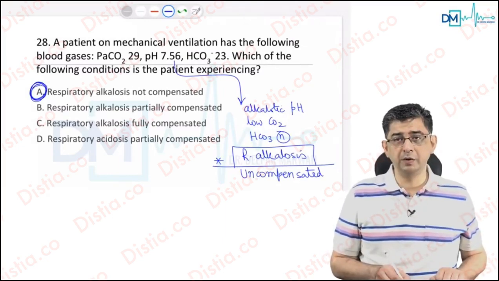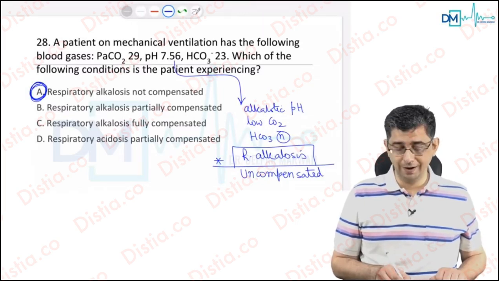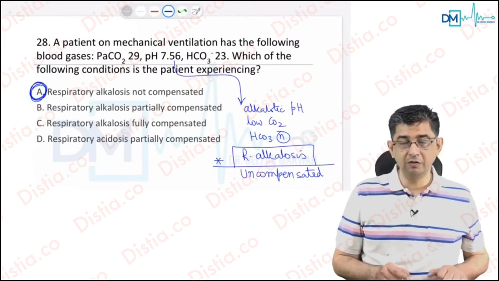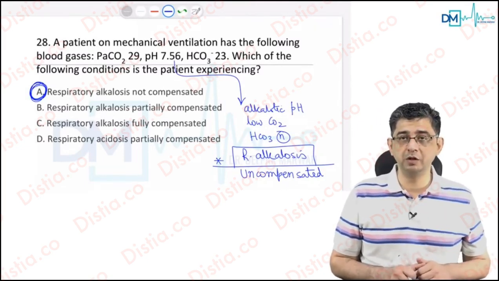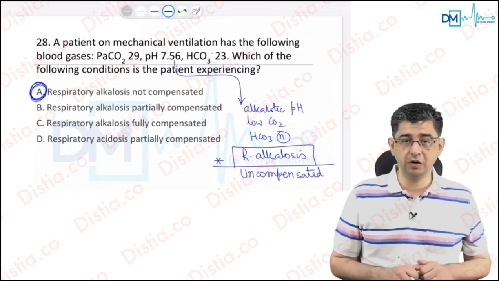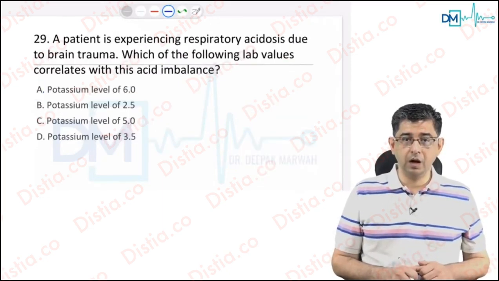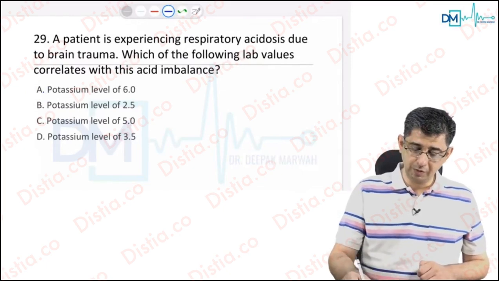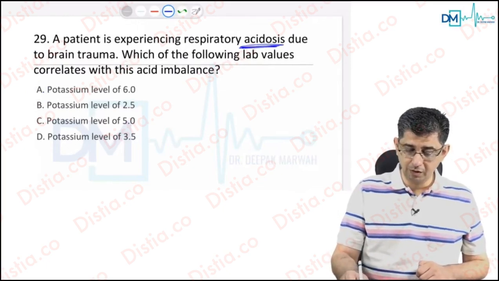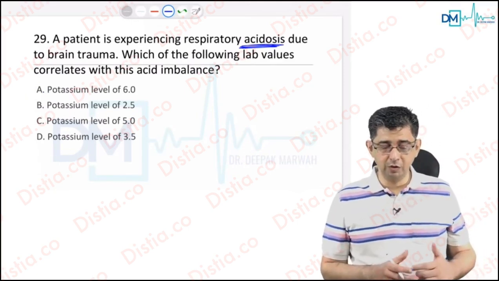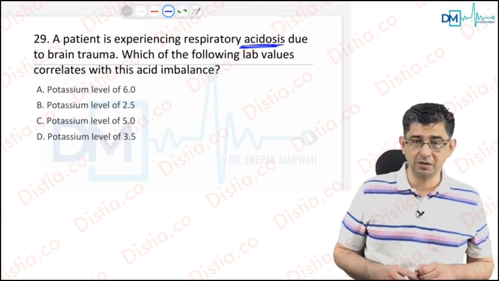Most mechanically ventilated patients will be having respiratory alkalosis, and in fact it is one of the commonest ABG derangements in chronically sick patients in your ICU. A patient is experiencing respiratory acidosis due to brain trauma. Which of the following lab values will correlate with this acid imbalance?